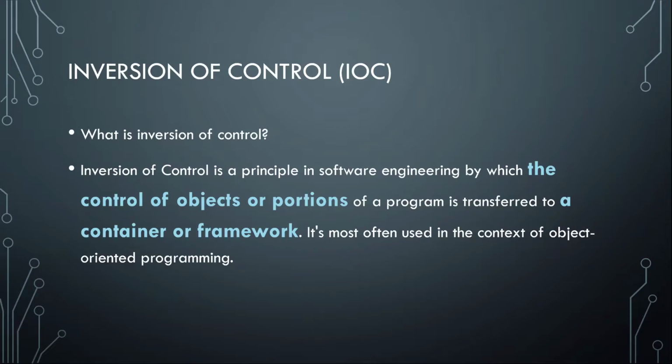So this part is inversion control. What is inversion control? Inversion control is a principle in software engineering by which the control of objects or portions of a program is transferred to a container or framework. It's most often used in the context of object-oriented programming.